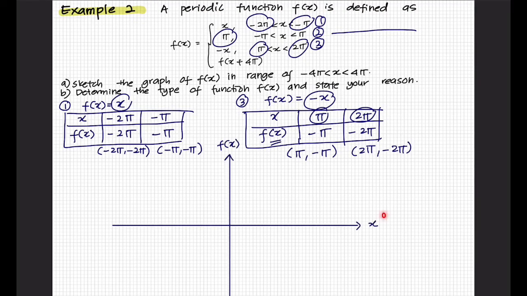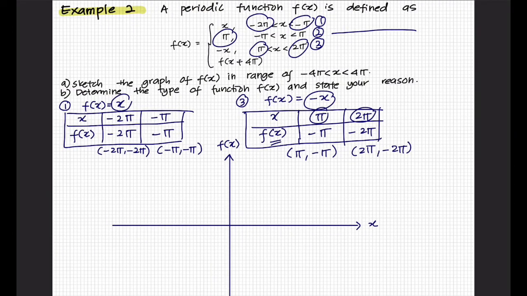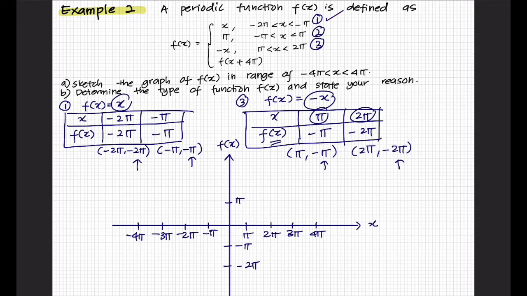Okay, let's draw the graph. Don't forget to label x and also f(x). For example 1, I forgot to label f(x) here. So you should put f(x) and x, with x in terms of pi. The question wants you to sketch the graph of f(x) in range of negative 4 pi until 4 pi. The values for f(x) you can see here are negative 2 pi, negative pi, and pi.